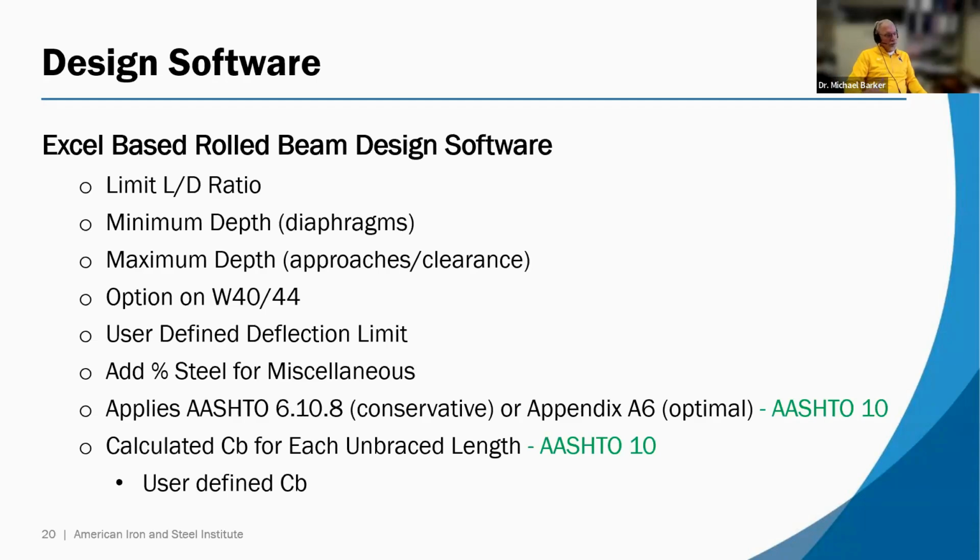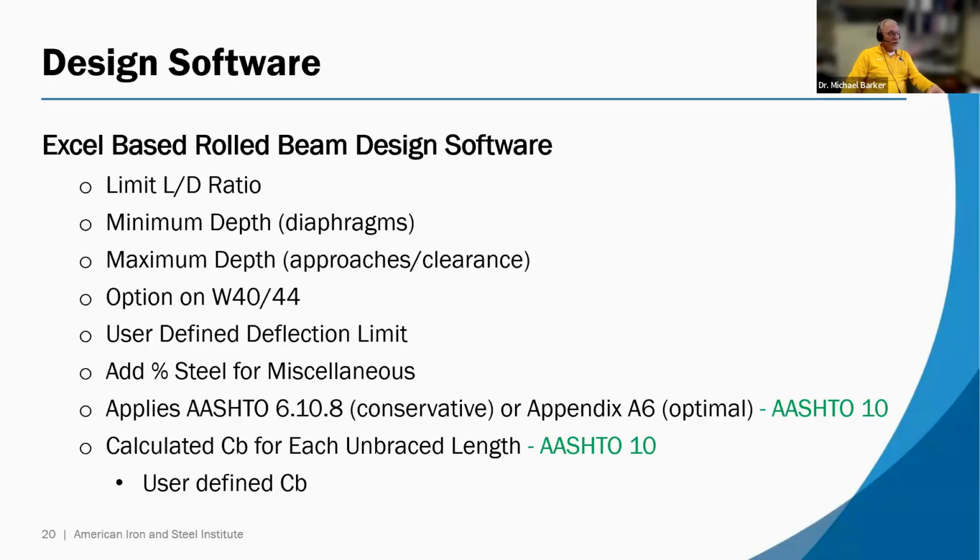We have those W40 and W44 rolled shapes, but they only come from one producer. And so there's usually kind of a price premium on there. And we can just say, yeah, we do want to consider them or we don't. We can put in our own deflection limits. We can put in our own percent, a little bit extra to take care of the diaphragms and stiffeners and things like that. And then it applies AASHTO.